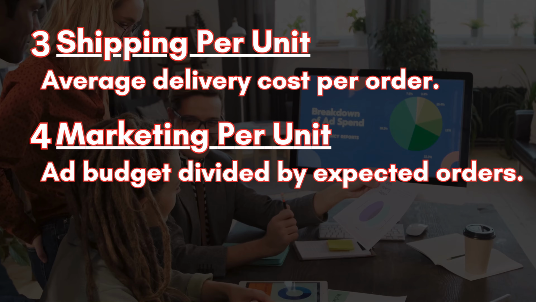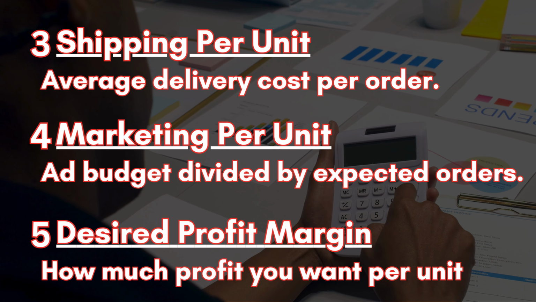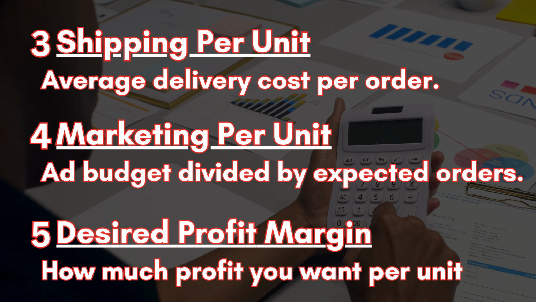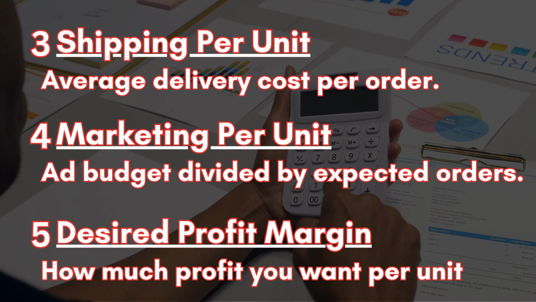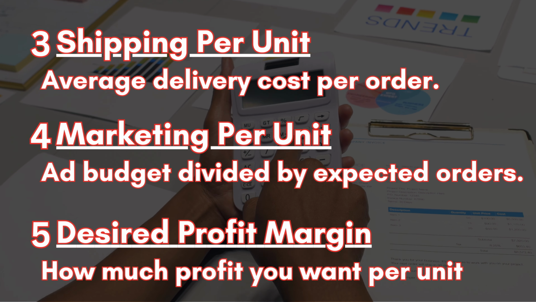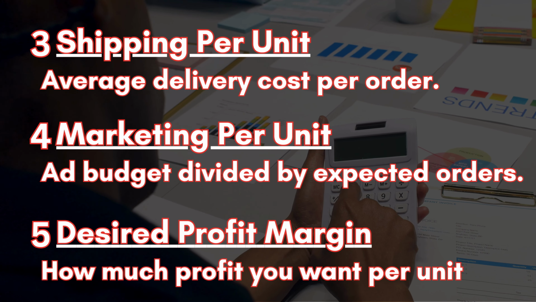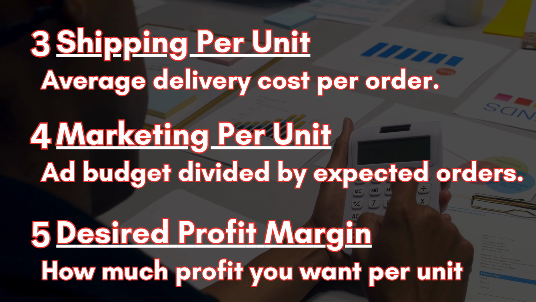And the last one is desired profit margin. How much profit you want per unit? Usually 30 to 60% depending on the niche, the business keeps the profit margin.